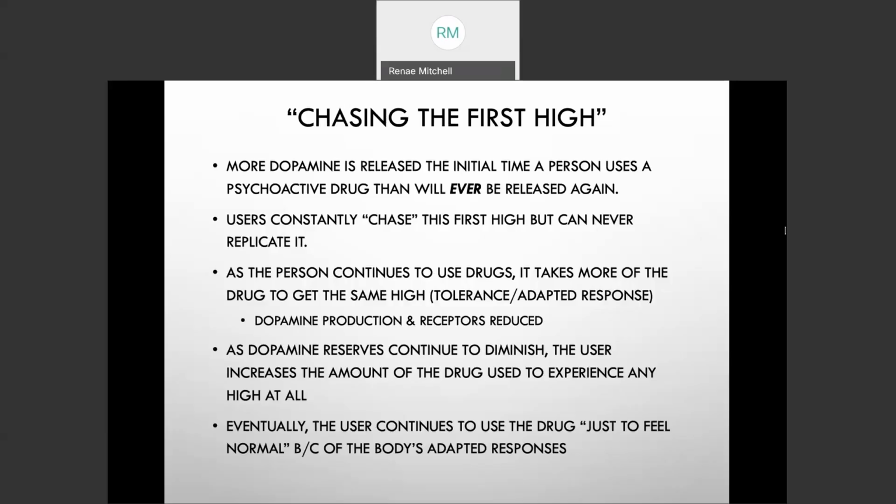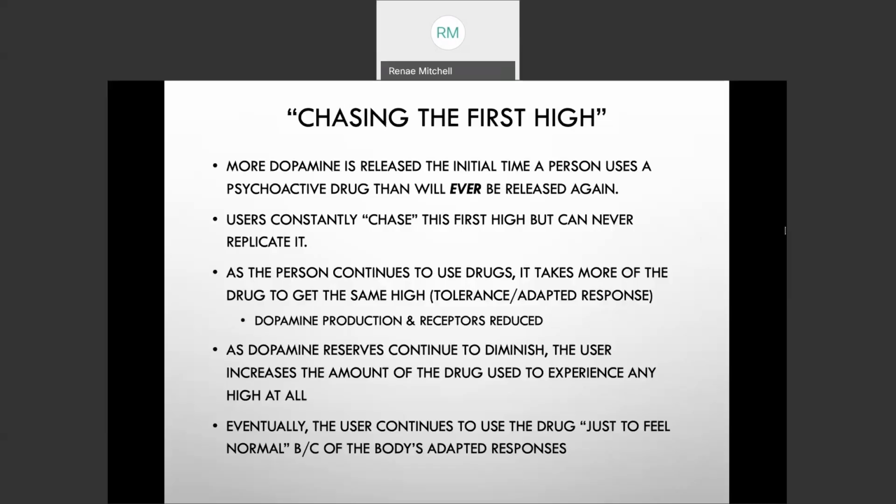And again, the body adapts and tolerances develop so that it takes more and more of the drug to get the same high, the same pleasurable feeling. So the body adapts in two ways. That reduces the production of the neurotransmitter dopamine because it's like, hey, I'm getting all this dopamine coming in from this drug, I don't need to make as much of my own. And it reduces the receptor sites that bind to dopamine because it's saying, whoa, this is a lot of dopamine. I don't need all of these receptors to catch it all.